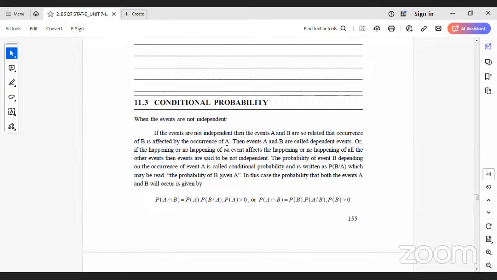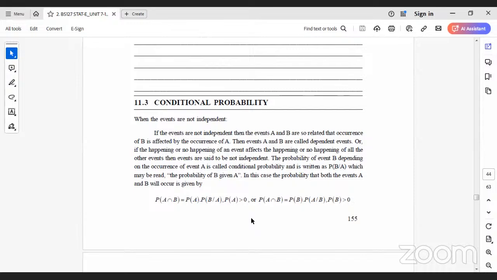Conditional probability, when the events are not independent. If the events are not independent, then the events A and B are related. The occurrence of B is affected by the occurrence of A. Then the events A and B are called dependent events. If the happening or not happening of an event affects the happening or not happening of other events, then the events are said to be not independent.